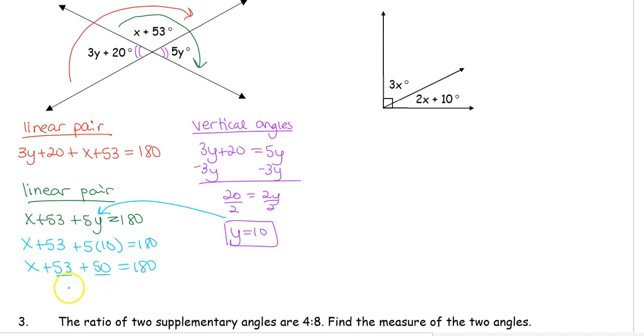We simplify, add our like terms together. 53 and 50 is 103. We move the 103 by subtracting, always that opposite operation. And we get that x is going to be equal to 77.